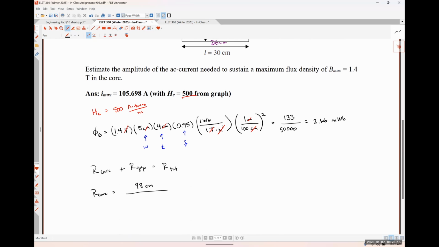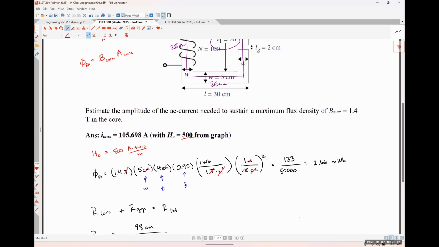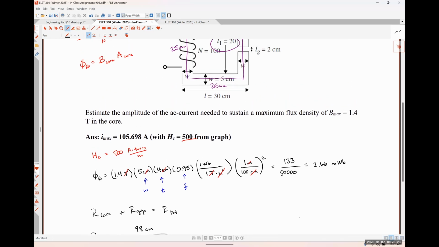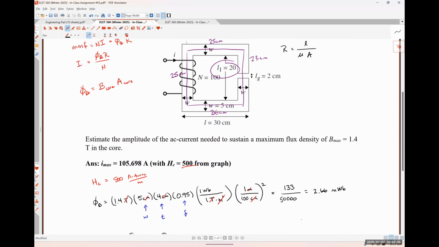All right, so now we need to figure out what mu is. Well, we haven't done that part yet. Anybody have any thoughts on how we might do that? So I want us to recall that B is equal to mu H, right? We have H and we have B. So from that, we should be able to calculate mu.